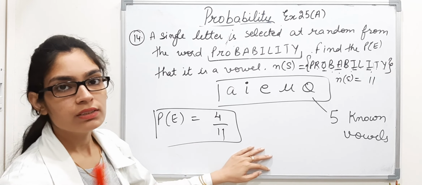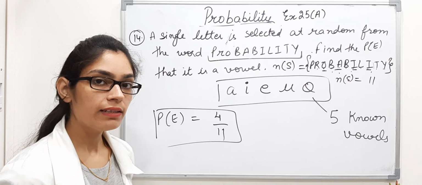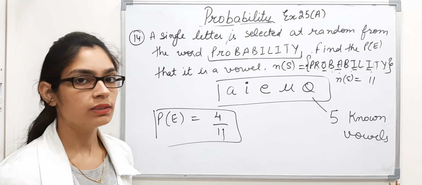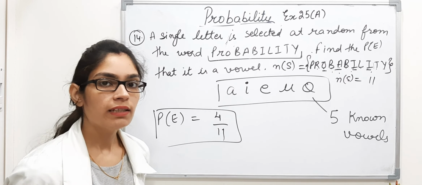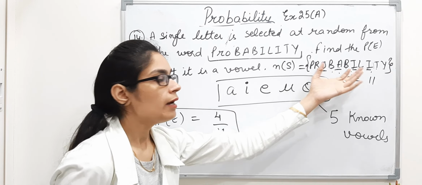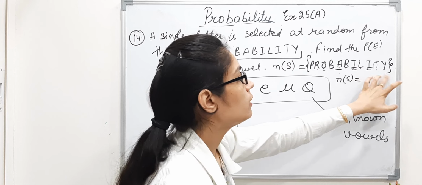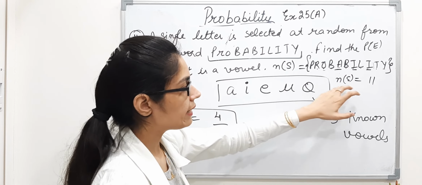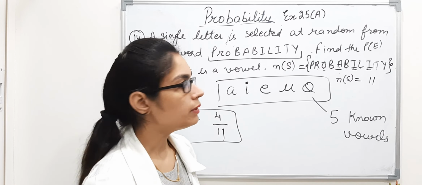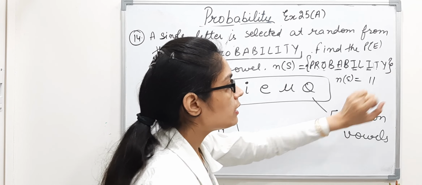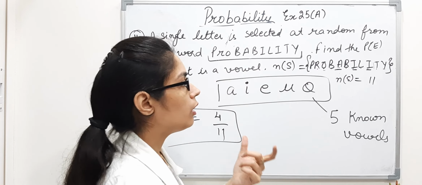See, in some questions they will clearly mention that we don't have to repeat the letters. Now they have not mentioned anything as such. That's why we have taken repeated letters also and included them while taking the total number of possible outcomes. That's why it is equal to 11. All the letters I have counted.